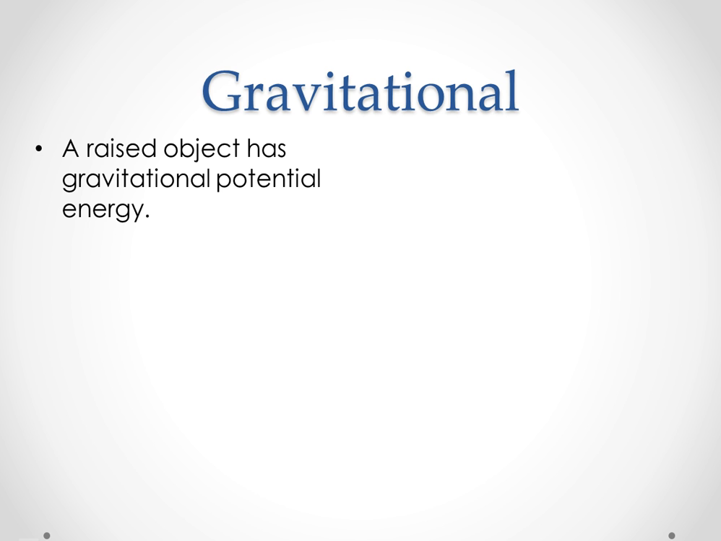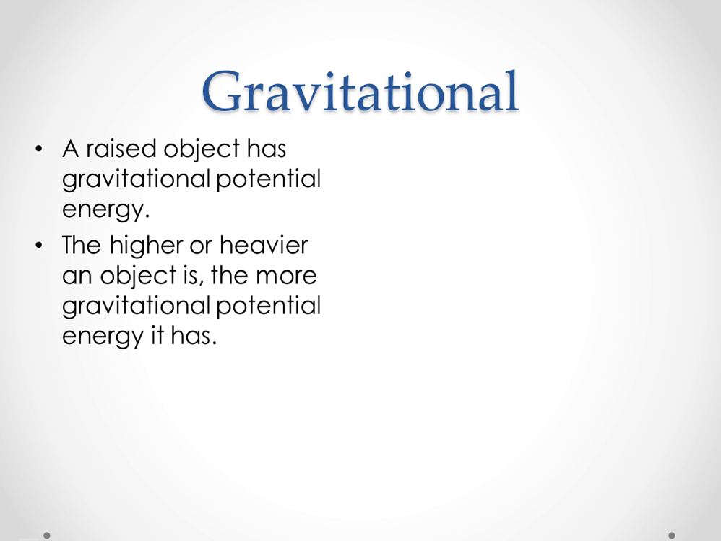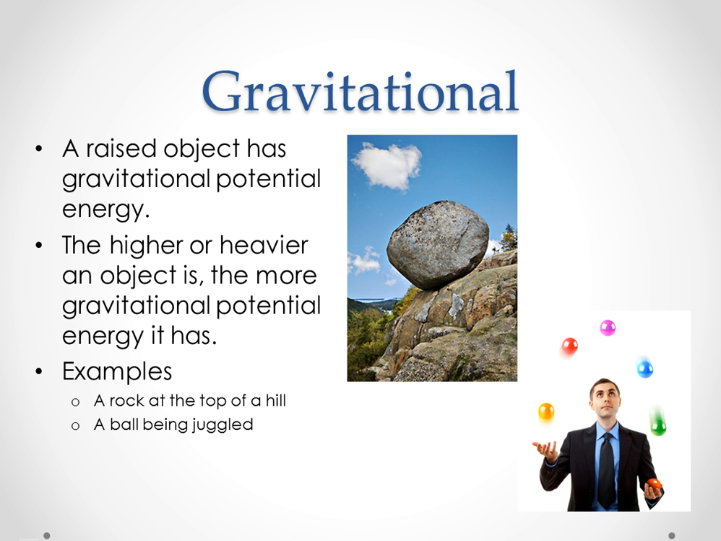comes from objects that are raised, that are high in the air. Gravity will change that. The gravity will cause that potential energy to change into another type of energy. The higher or heavier an object is, the more gravitational potential energy it has. Some examples would be a rock at the top of a hill or a ball being juggled. A roller coaster car at the top of a major hill would also have gravitational potential energy.